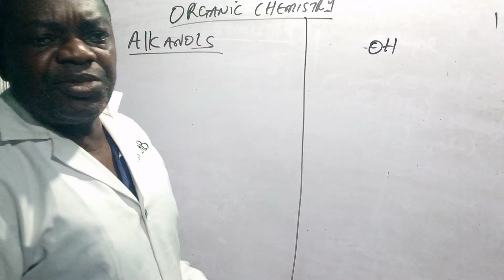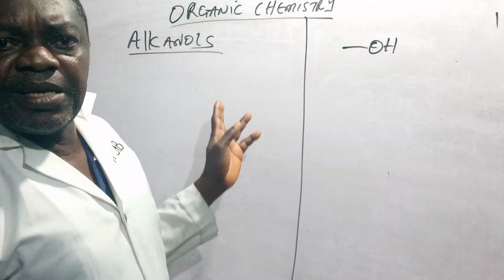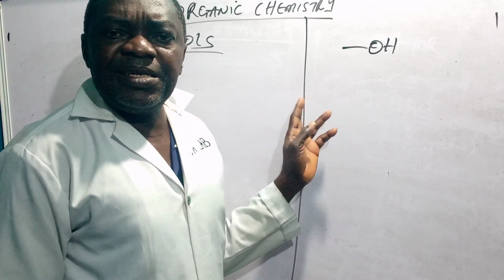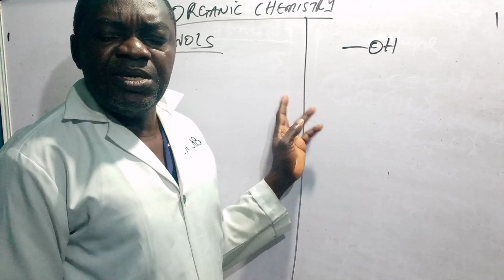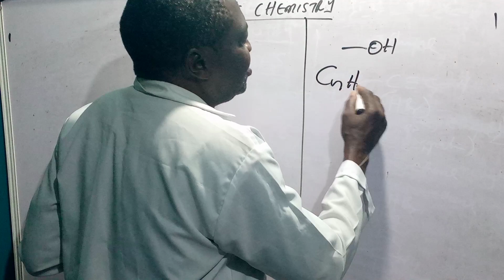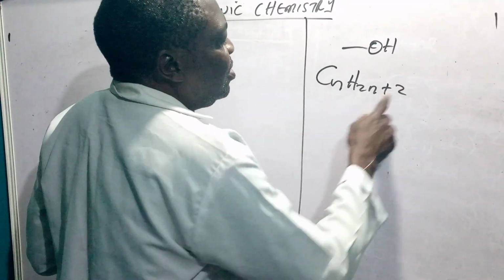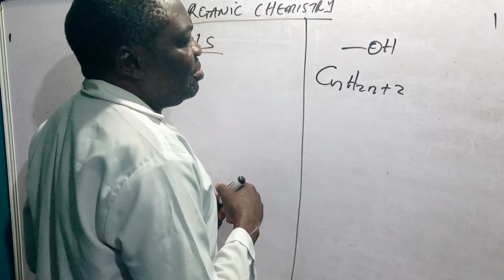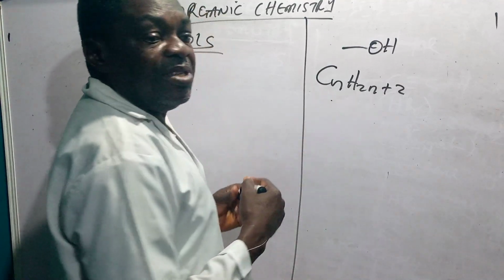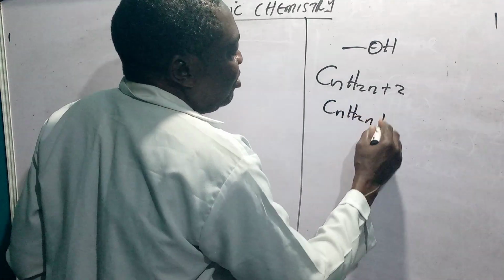That is the meaning of the hydroxy group. Remember, it's attached to something. So, any of the alkanes that contain the hydroxy group are known as alkanols. Alkanes are usually the parent hydrocarbon. Remember, alkanes have the general molecular formula CnH2n+2. But in this case, we are replacing one of the hydrogen atoms with the hydroxy group, in which case we now have the general molecular formula of the alkanols as CnH2n+1.